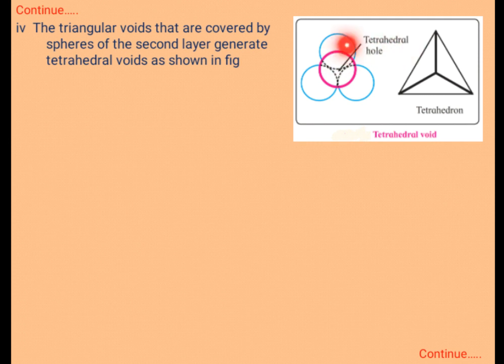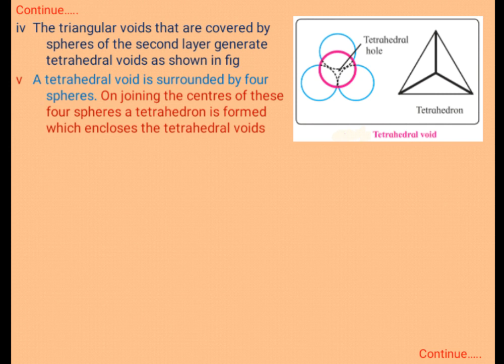If this triangular space is obtained in a single layer, with three spheres attached together, then it is called a triangular void. A tetrahedral void is surrounded by four spheres. On joining the centers of these four spheres, a tetrahedron is formed, which encloses the tetrahedral void, and this tetrahedron is shown in this figure.